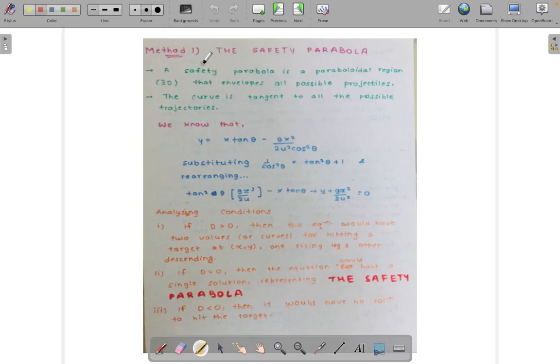First method. Please ignore the quality of the photo. I don't know what happened. The quality of the photo is dumb. Yes, let us proceed. Method 1, the safety parabola.